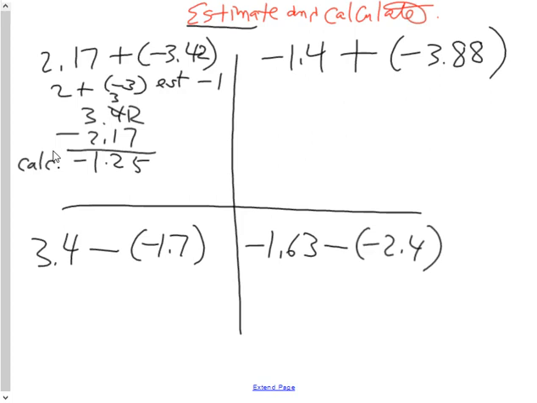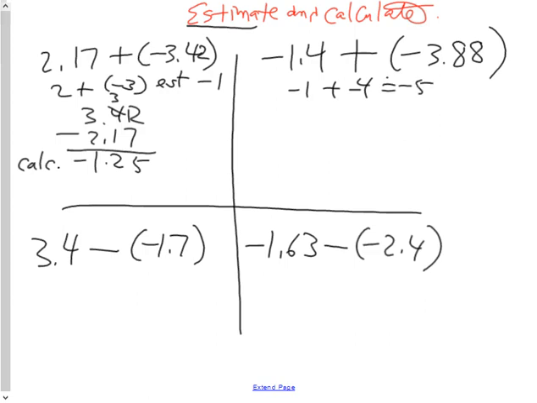In the second example, it's addition. I have negative 1.4 plus more negatives, 3.88. This is the easier of the 2 questions because now I know I don't have more negatives than positives or more positives than negatives. So they're just negatives, which means I'm going to add them together. My estimation will be negative 1 plus negative 4, which is approximately equal to negative 5. That's going to be my estimation.